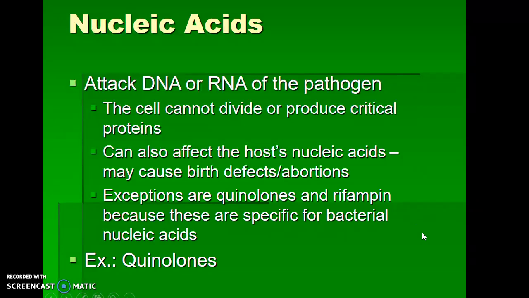Attacking the DNA or the RNA directly will create a situation where the cell cannot produce those critical proteins that I talked about earlier with the drugs that target RNA, ribosomes.